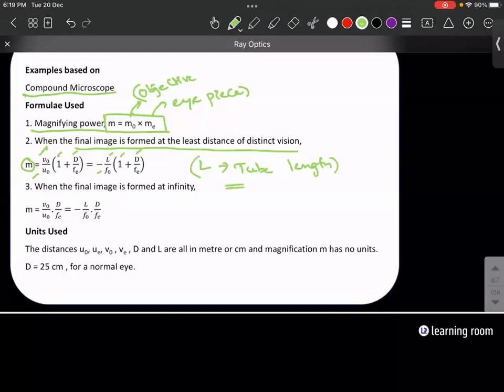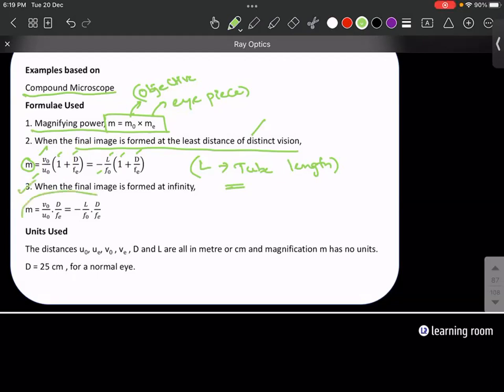So write down these formulas. So magnification when the image is formed at the near point is given as V naught divided by U naught into 1 plus D divided by Fe. Or it is also minus L divided by F naught into 1 plus D divided by Fe. Similarly, when the image is formed at infinity, M is given as V naught divided by U naught into D by Fe, or minus L divided by F naught into D divided by Fe.